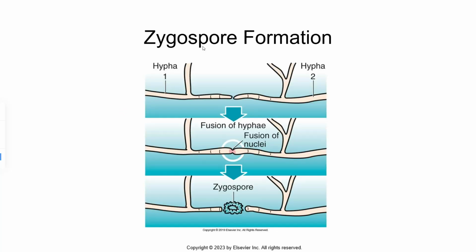Zygospore formation is an example of this. Here you have hyphae 1 and hyphae 2, where the hyphae from the two different organisms meet and fuse together, and then the nuclei fuse, and then they produce a zygospore. The zygospore will then undergo meiosis, producing a haploid organism after that.